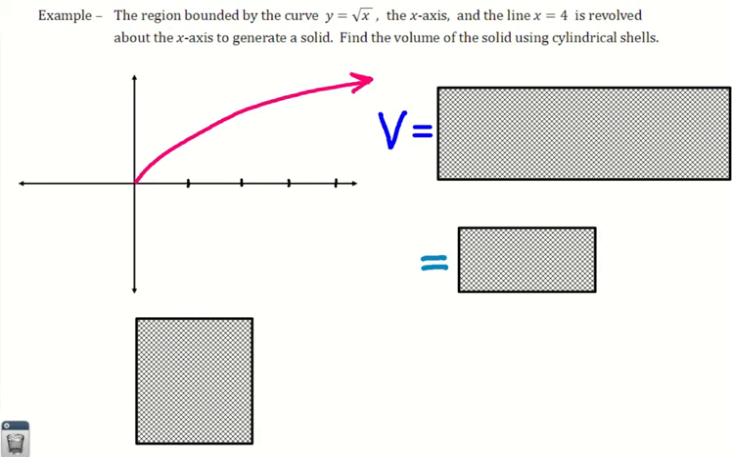looks like we're going to do one more example with the shell method. So the region bounded by the curve y equals root x, which I already have drawn here, the x-axis and the line x equals 4. 1, 2, 3, 4. So there is the region of area that's going to be revolved about the x-axis.